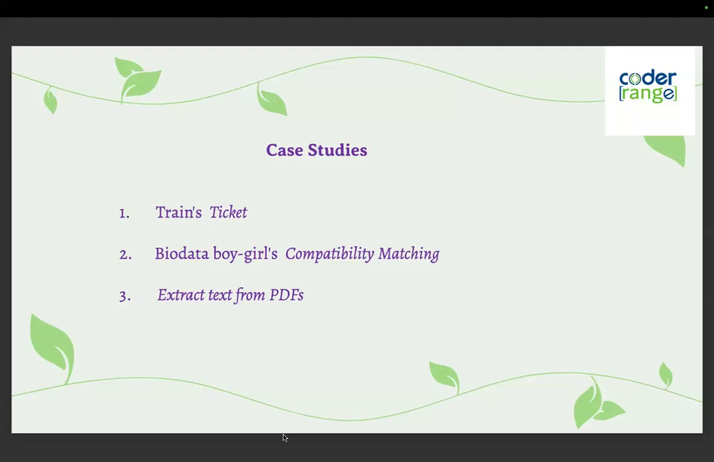Second is a funny example I took. Suppose you have a biodata of boys and girls and you want to do compatible matching with the AI. How can that happen? And the third case study I'm going to demonstrate is extracting text from PDFs and understanding that. I hope this is the agenda, guys.